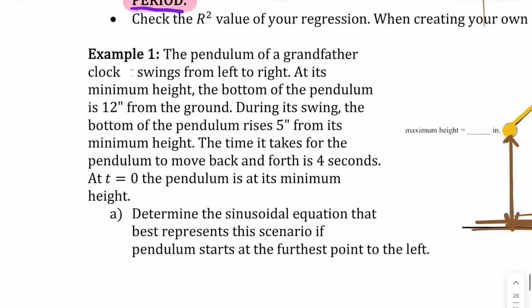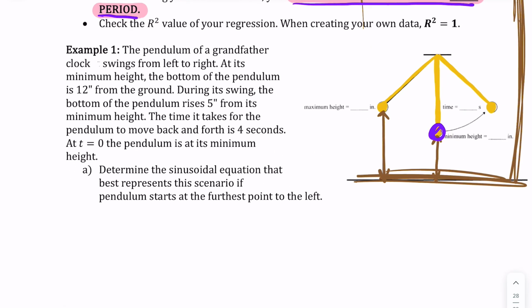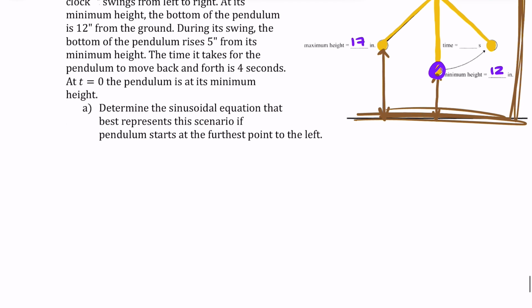Now this first example is a pendulum on a grandfather clock, and that pendulum swings from left to right. At its minimum height, the bottom of the pendulum is 12 inches from the ground. During its swing, the bottom of the pendulum raises 5 inches from the minimum height, which means it's a maximum of 17 inches from the ground. The time it takes for a pendulum to move back and forth is 4 seconds. At t equals 0, the pendulum is at its minimum height. We want to determine a sinusoidal equation that best represents that scenario.